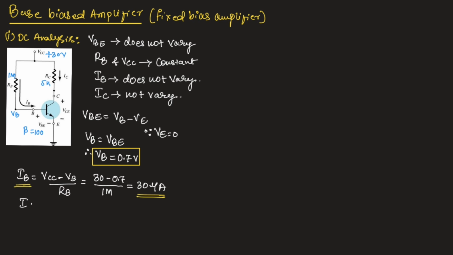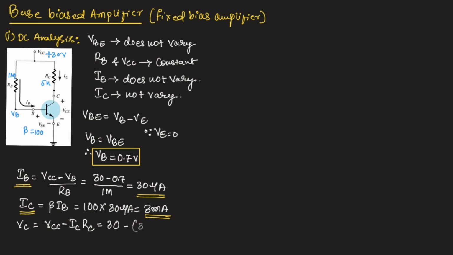Now we can find the value of IC, that is equal to beta times IB. So beta is equal to 100 multiplied with IB is 30 microampere, that will be equal to 3 milliampere. So the current IC is 3 milliampere. Also, the voltage across collector VC can be written as VCC minus ICRC. If we substitute the values, VCC is 30 minus 3 milliampere multiplied with 5 kilo ohm. So VC will be equal to 15 volt.